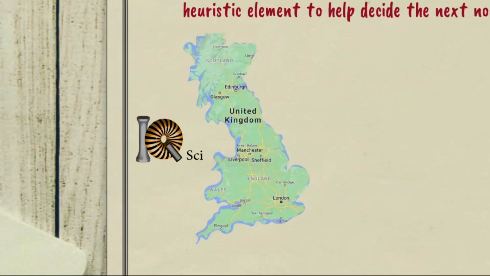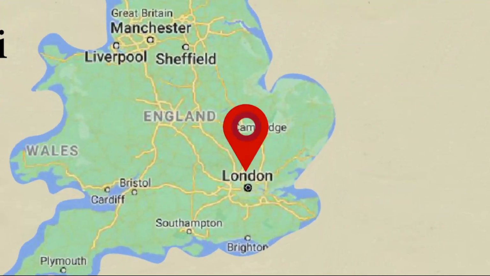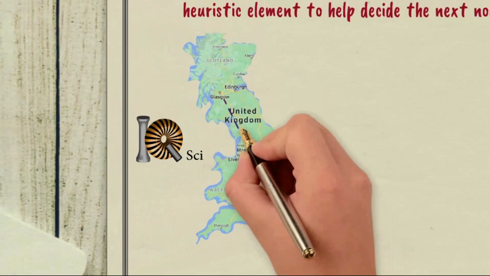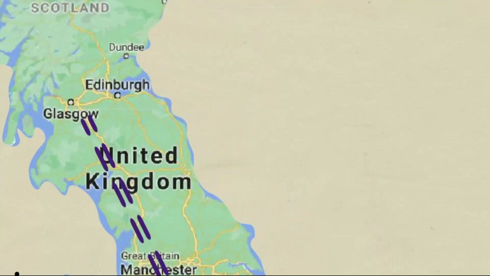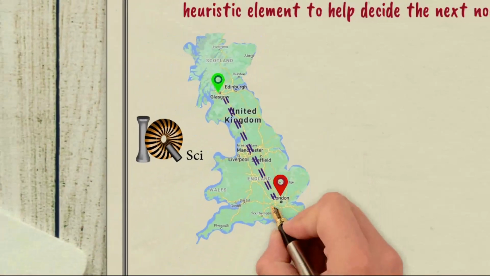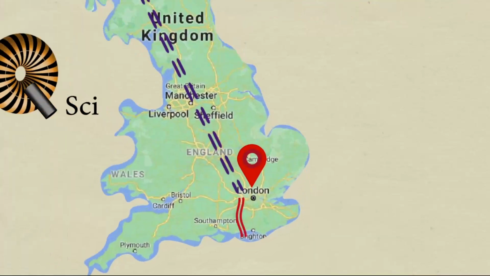Imagine trying to find the shortest route on a map between London and Glasgow. No one with a reasonable grasp of UK geography would bother to evaluate a route that went via Brighton.